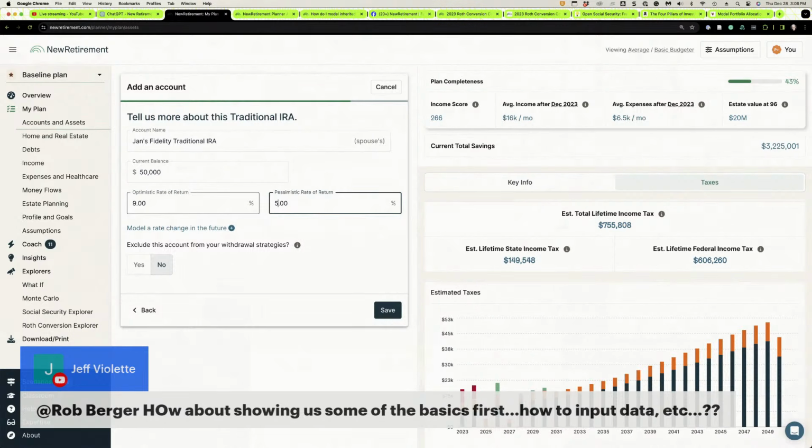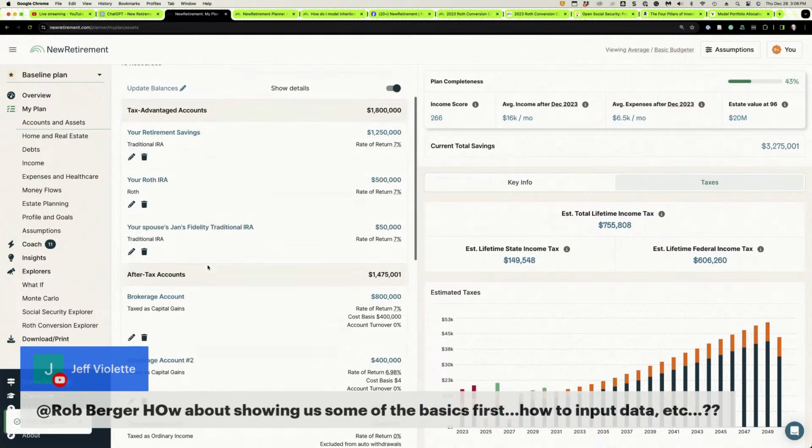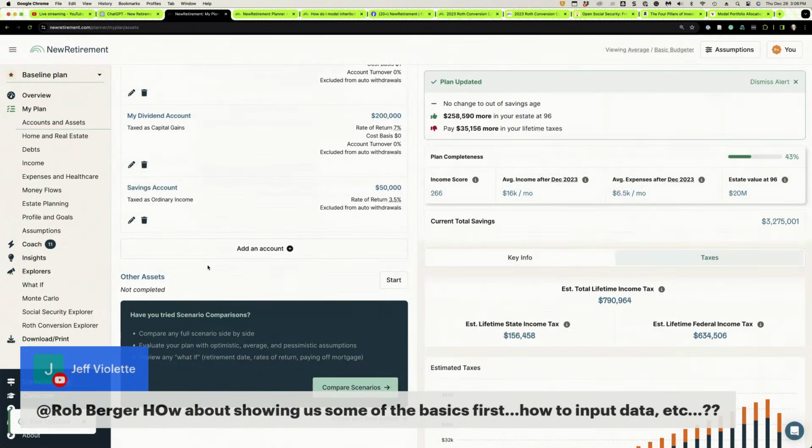So you could make the argument I should just put in 9.9 or 10, whatever. Pessimistic, I usually put at 5 for me. So that gives me an average of 7. And that works for me. But again, if I had a traditional IRA that had nothing but fixed income, I would lower the rate of return. And then you can exclude it from withdrawal strategies. We've talked a little bit about that. And you just go through all of your accounts. And that's what you do.